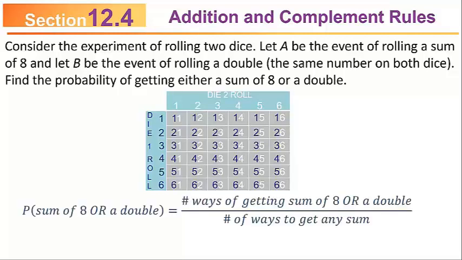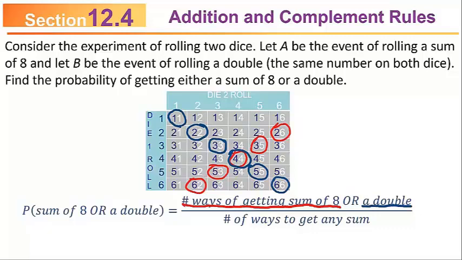The probability of getting an 8 sum or a double is going to be the number of ways of getting a sum of 8 or a double divided by the number of ways to get any sum. So if you look at the numerator, let's first look at the number of ways of getting a sum of 8. You could get a 6-2, a 5-3, a 4-4, a 3-5, or a 2-6. Then look at the number of ways to get a double. You could get a 1-1, a 2-2, a 3-3, a 4-4, a 5-5, or a 6-6. If you want to count all those possibilities, notice there's an overlap of 4-4. So when you're counting, you don't want to count that 4-4 twice.